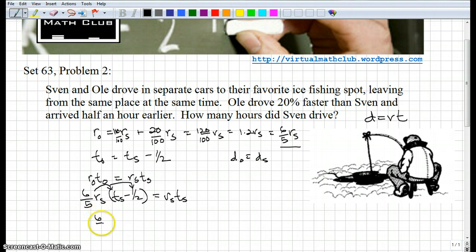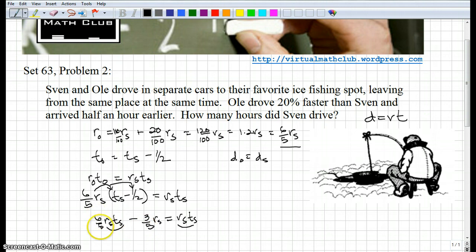So what do I get when I do that? I get 6/5 RS TS minus, now I take 6/5 times a half, I'll get 3/5. And that's equal to RS TS. And then you can see I have a term in here. Oops, this should be RS, right? Yeah, because I'm multiplying 6/5 RS times a half. Alright, and you can see I have these terms RS TS, so I can actually combine those.